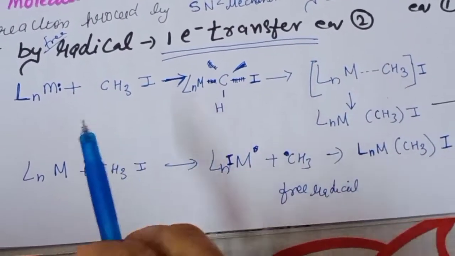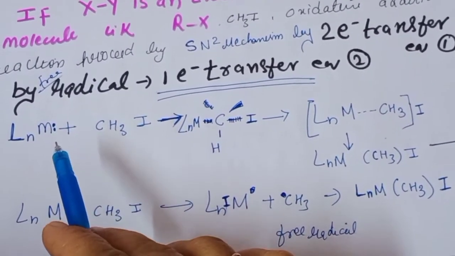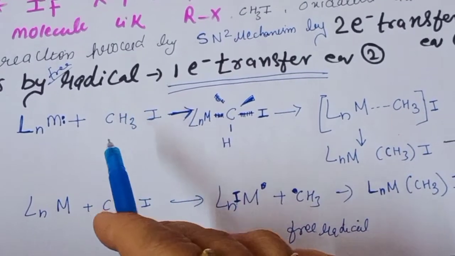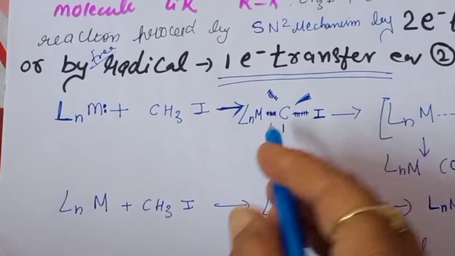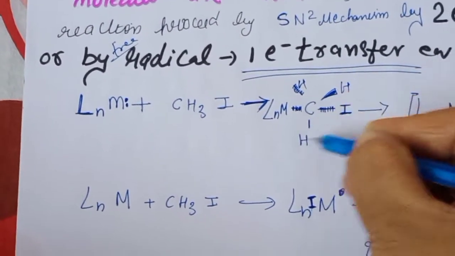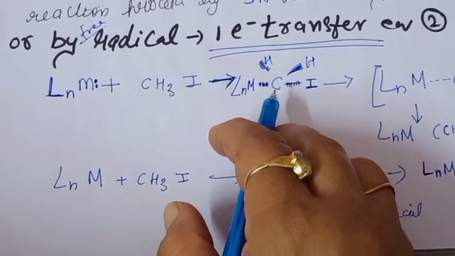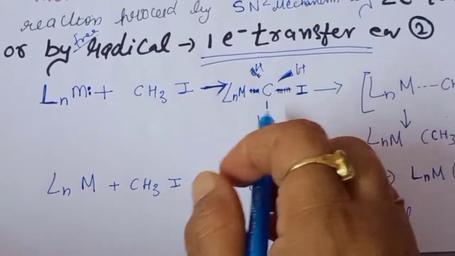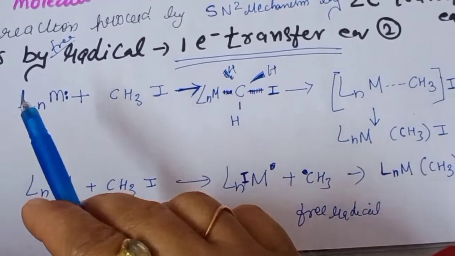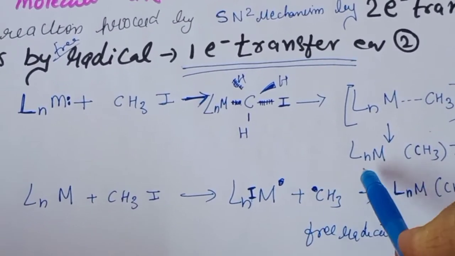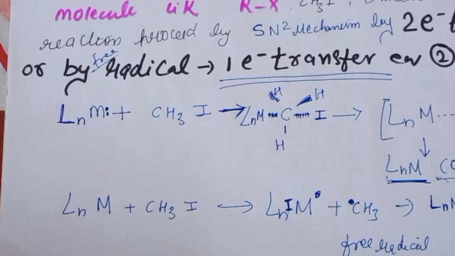So we can see the two equations. First is any complex, LnM, with its lone pairs, reacting with CH3X. It will get attached with the methyl group. We remember the SN2 reaction transition state is pentavalent, so here carbon shows the pentavalent form, and it will get converted to an octahedral complex. LnM can have any number of ligands, and it will get attached in this manner. So this follows the SN2 mode.